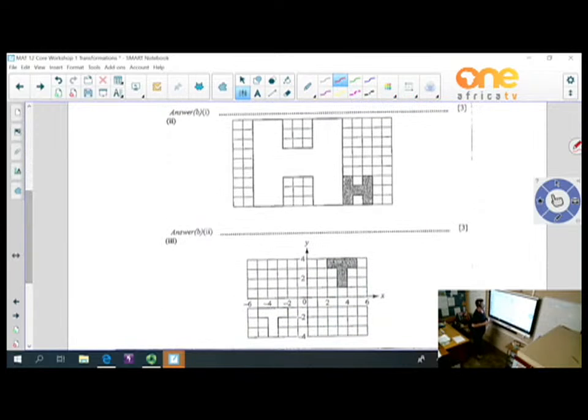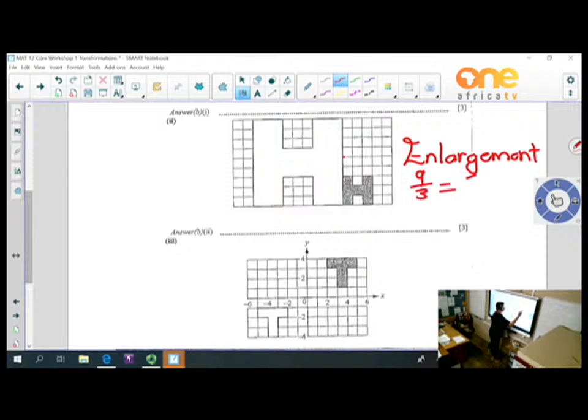The next question is obviously an enlargement. This is an enlargement. And there we have to give the center and the scale factor. Now we can see this one is 3 blocks here, and this one is then 3, 4, 5, 6, 7, 8, 9. So it means 9 over 3 gives you a scale factor of 3. The scale factor is 3.